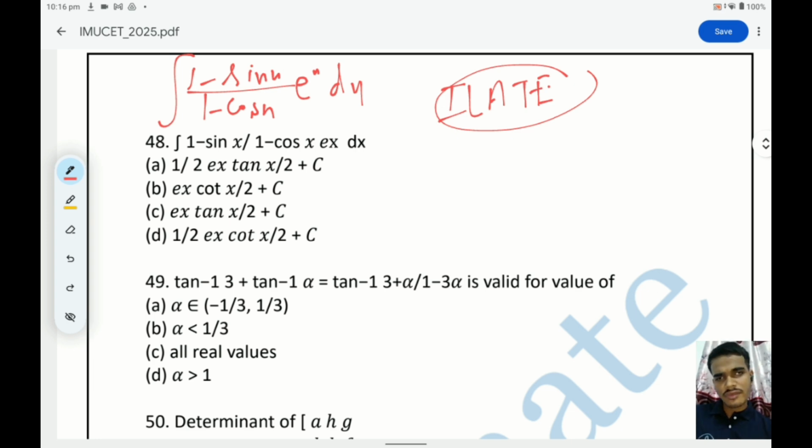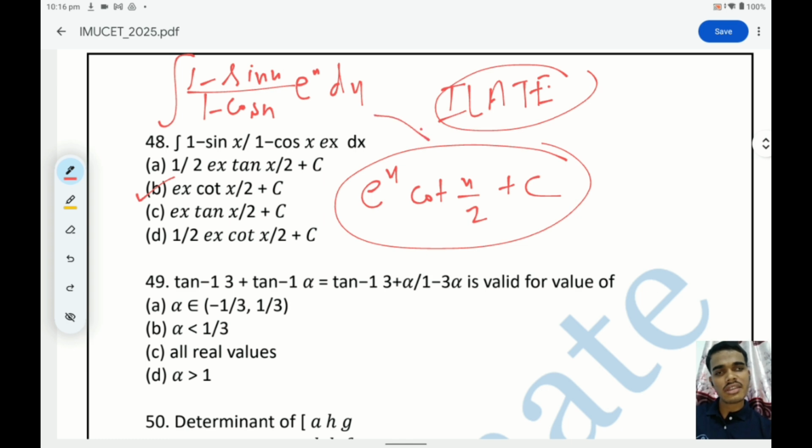If we go from the options, then we get option B is the correct answer, e to the power x cot x upon 2 plus c. If we differentiate it, we can get this value. So option B will be the correct answer.